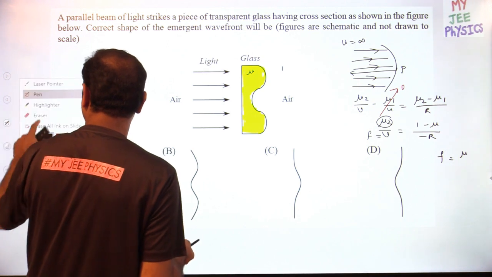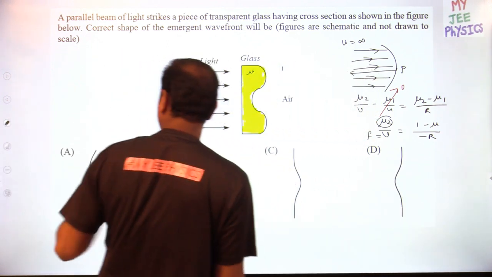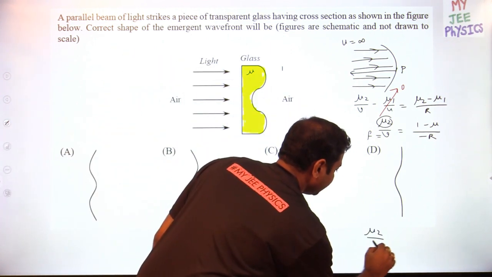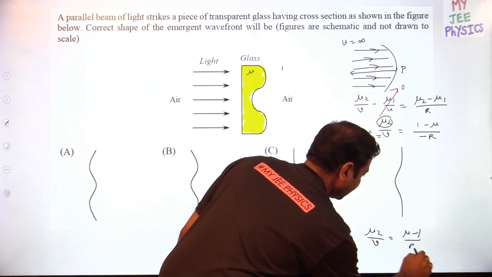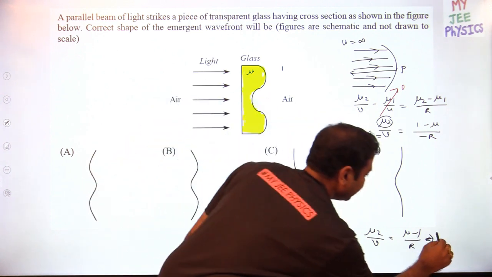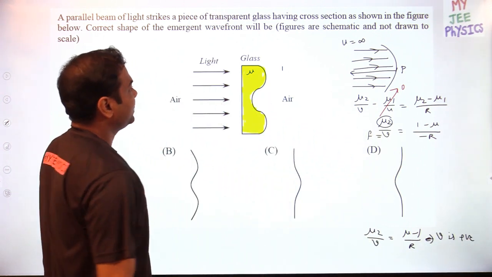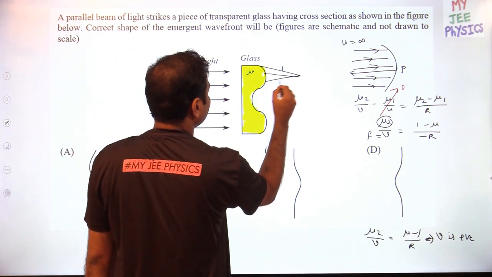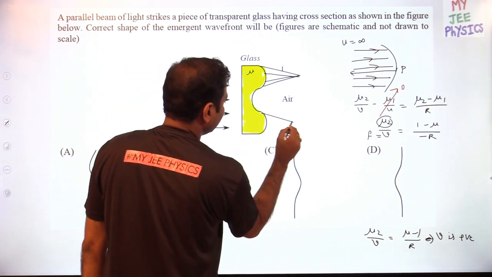Focal length is nothing but the v value. Let me write it down in terms of v only, maybe you will understand this part better. So I'll write mu2 by v is equal to mu minus 1 by r. If you see all the quantities here, you will get v positive. That means all rays will be focused at some point after refraction through this particular part. Even here also.